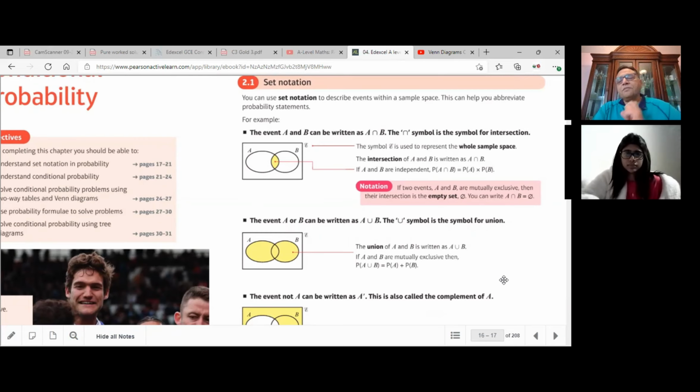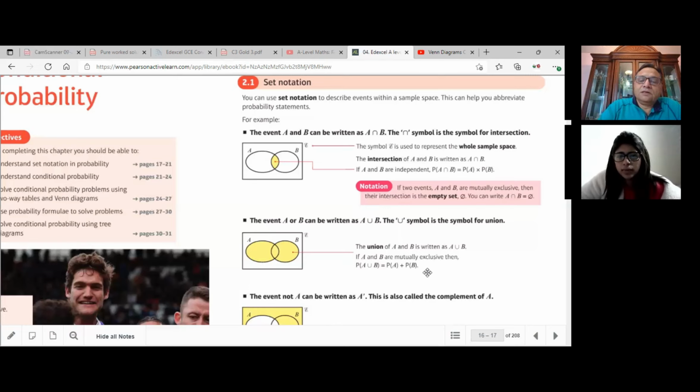Now, there are the events. It says the intersection of A and B is written as A intersection B. If A and B are independent events, then their intersection is the product of the probability of A with the probability of B. That's a very important condition. Whenever you have an intersection, the probability of both events is the product of the individual probabilities if and only if they are independent, otherwise not.